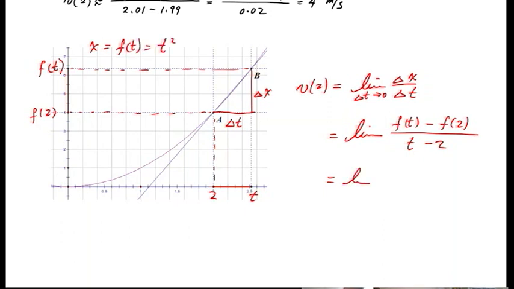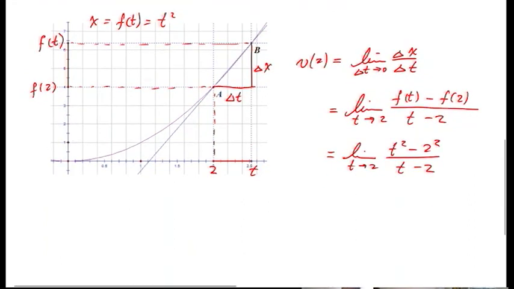One more thing. As delta t approaches 0, I should have t approaching 2, because delta t is this minus this. It's the gap between these two numbers now, isn't it? All with me? Okay, so t approaching 2, and then we have t squared minus 2 squared over t minus 2. Wow, we have seen this before. It factors and cancels, right?